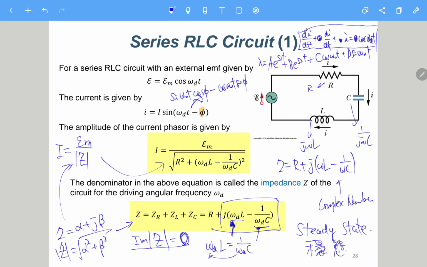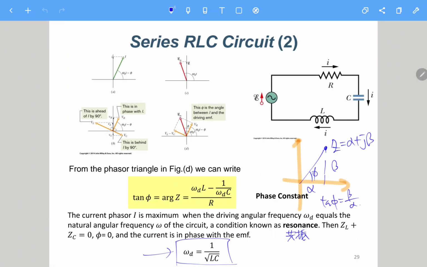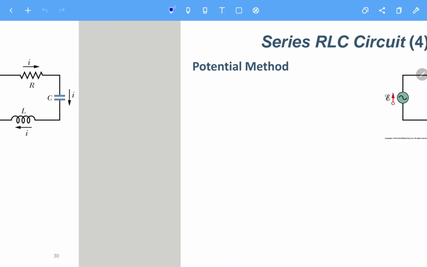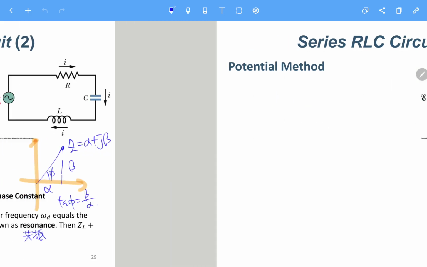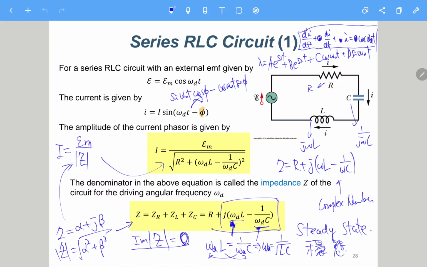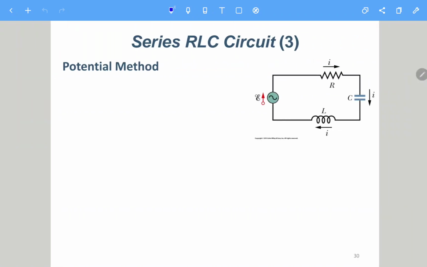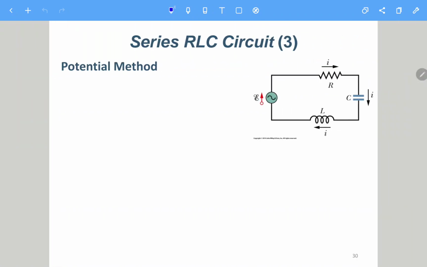So you move this up, move this down, and omega d will be 1 over square root of LC. So this is the resonant frequency. I just slightly let you know how to write it out, and why this is correct. If you don't trust it, you can try to practice it, but the mathematics is very tedious. I just slightly let you know.